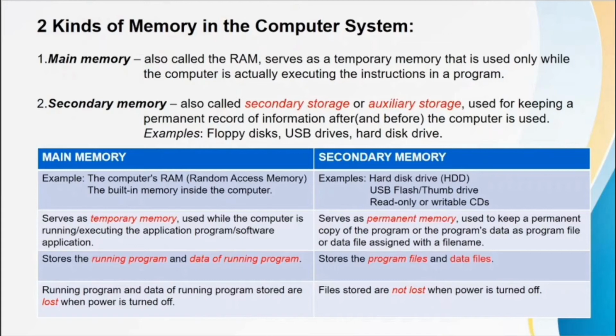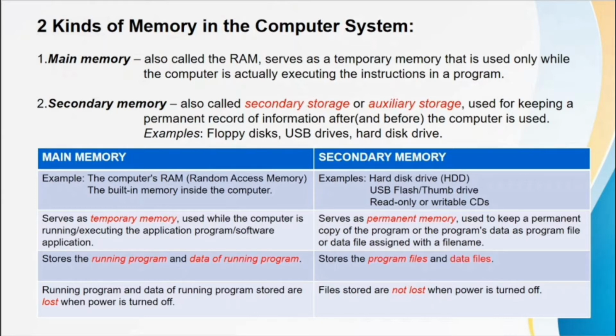The two kinds of memory in the computer system are, first, the main memory. This is also called the RAM or the random access memory. This serves as a temporary memory that is used only while the computer is actually executing the instructions in a program.